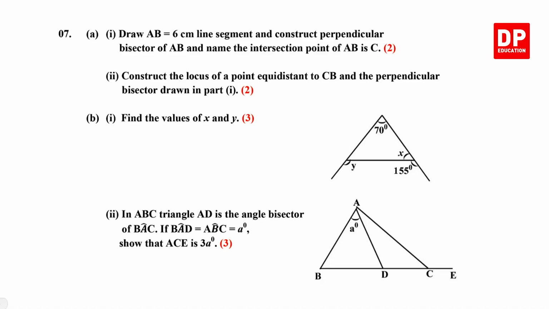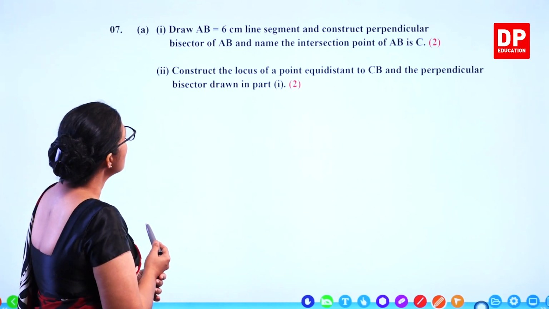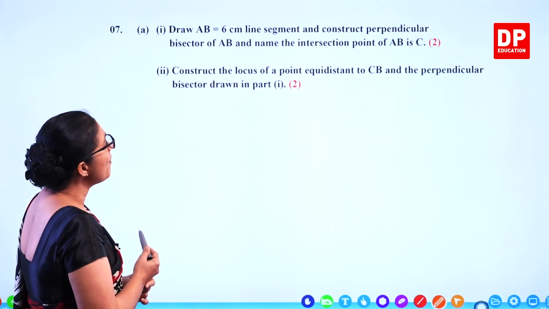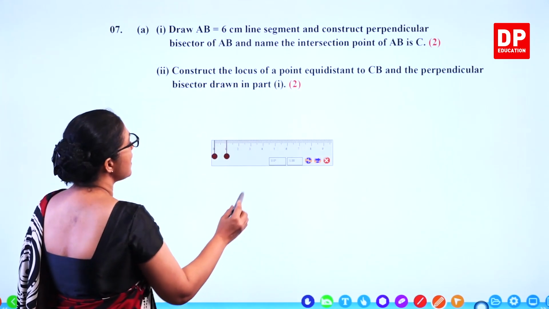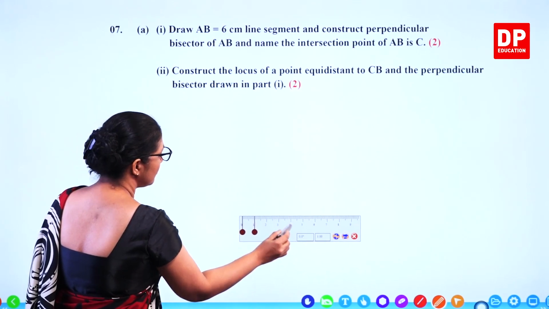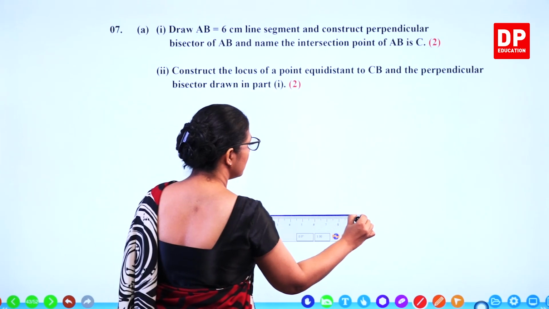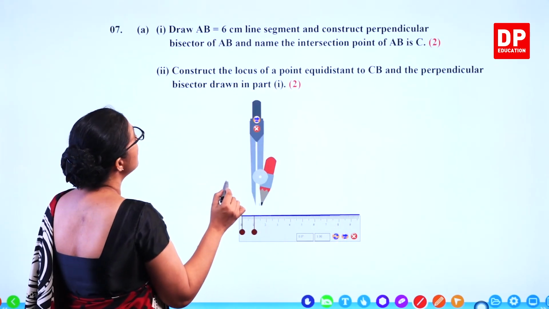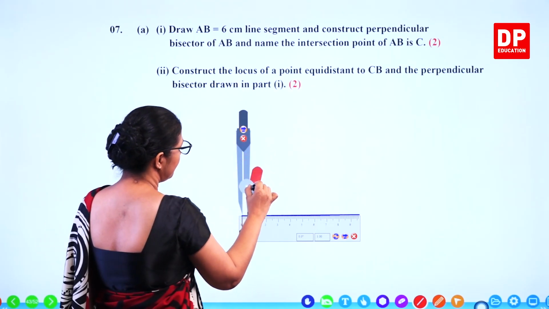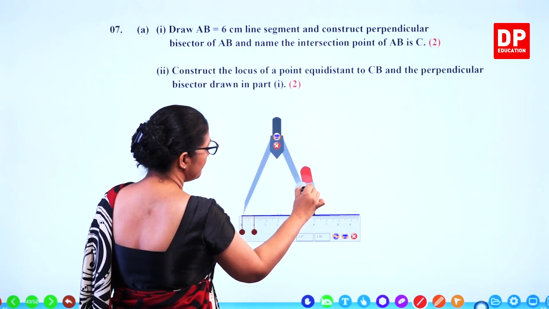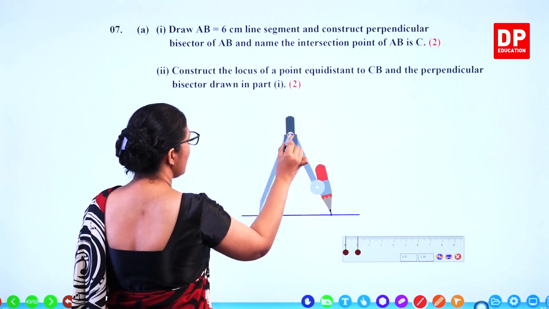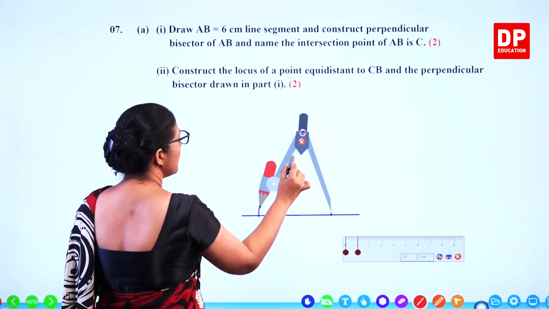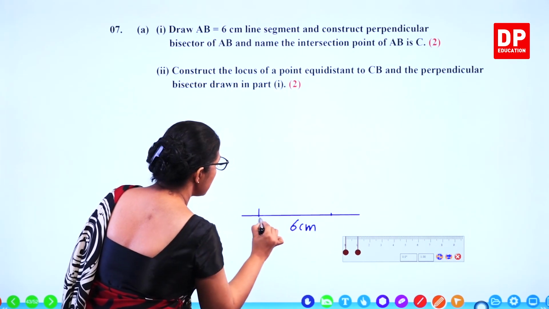Question number 7. This is about constructing a diagram and then finding out angles. So let's do that question. Draw AB 6 cm line segment and construct the perpendicular bisector of AB and name the intersection point of AB as C. So first you can draw a line segment, and then you take the compass and the length is 6. So you can mark 6 length first here, and then you get here. So 6 centimeter line segment. That's A, B.